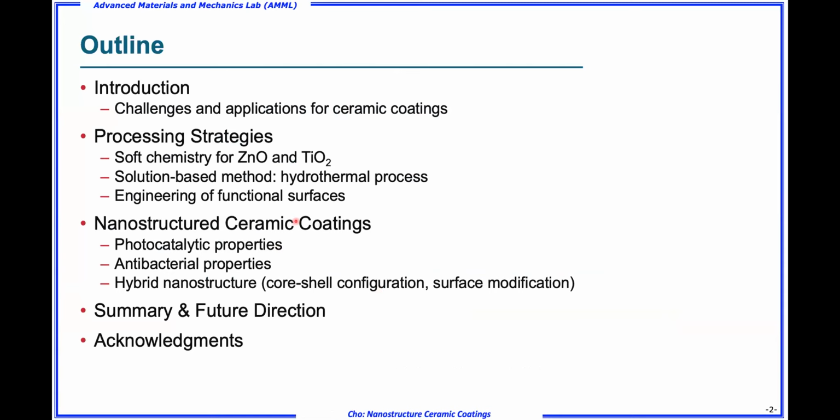And then I'm going to introduce some processing strategy using some soft chemistry for zinc oxide and titanium oxide using hydrothermal. And also I'm going to talk about engineering the functional surface of those materials. And then I'm going to talk about the usage of those nanostructured ceramic coatings in different applications, including photocatalytic property, antibacterial property. And then at the last point, I'm going to talk about some hybrid nanostructure using core-shell configuration and also some surface modification to improve the functional property. And then I'm going to finish with the conclusion and acknowledgement.